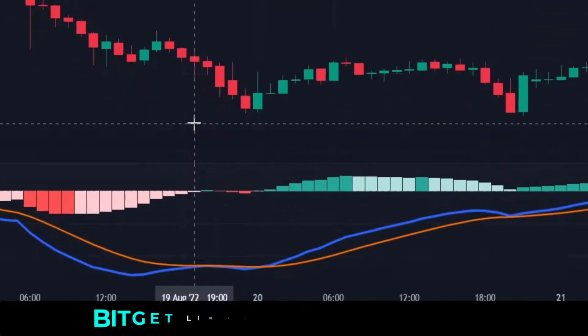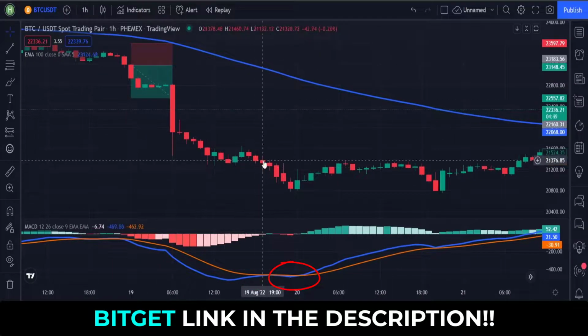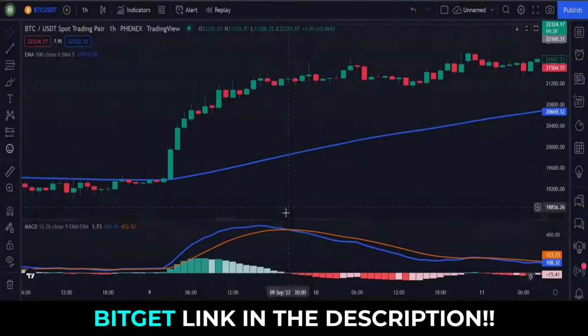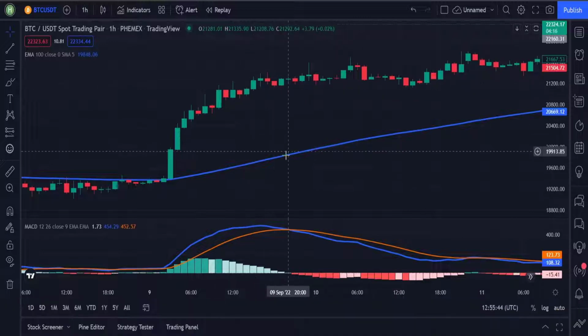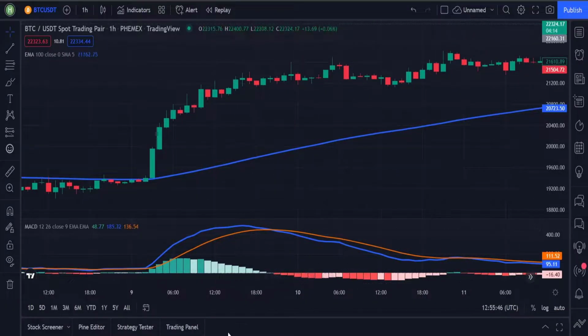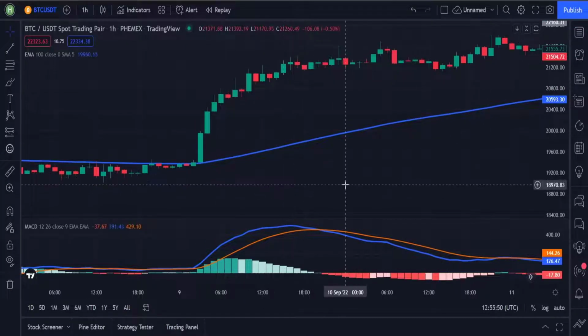As you can see here, the blue line crossed above the orange line, but price action is below the 100 EMA, so we would not get in for a buy trade. Here also, the blue line crossed below the orange line, but price action is above the 100 EMA, so this time we would not get in for a buy trade. So please don't fall for these false signals and follow the rules.